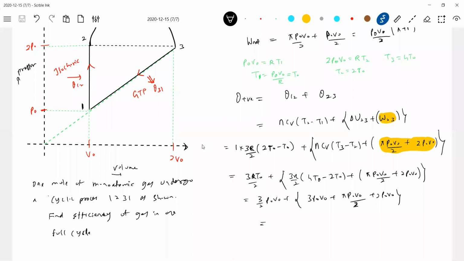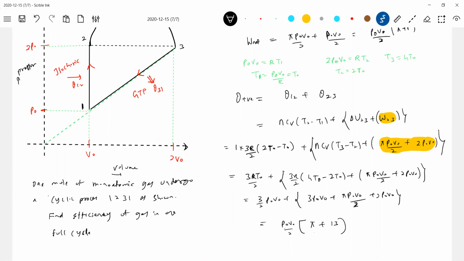Anybody value pi plus pi by 2? P naught V naught pi by 2. Anybody value 5, 5, 1.5, 6.5, 13 by 2. Is that okay? Pi plus 13? Yes, sir. Okay.